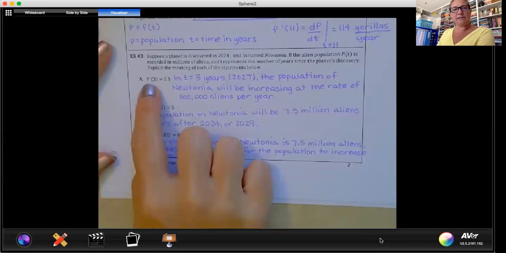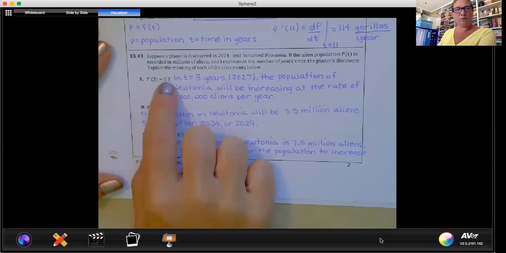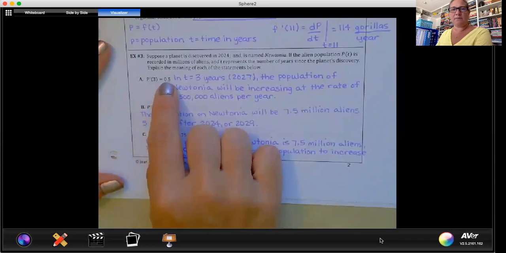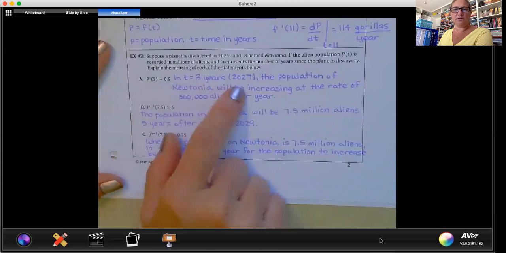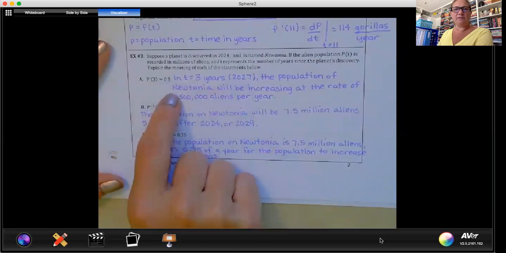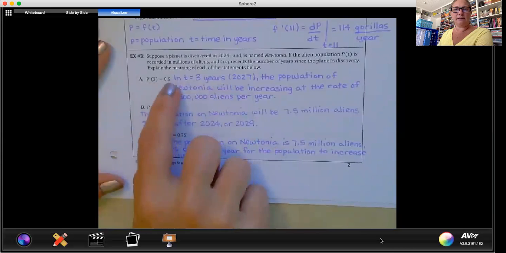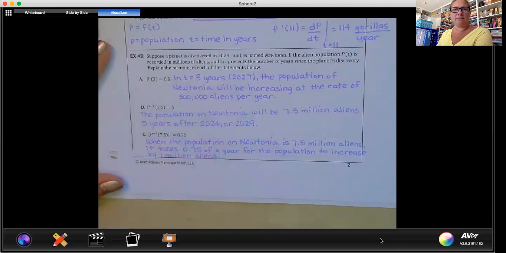So this is asking for P prime of 3 equals 0.5. So we've got a prime, which means we have to establish a rate. The value here is positive, so that means we're going to be increasing. Here is our time. So in time equals 3 years, which would be the year 2027, the population of Newtonia will be increasing at a rate of 500,000 aliens per year.